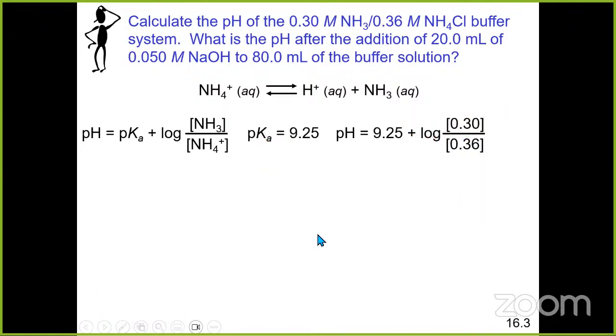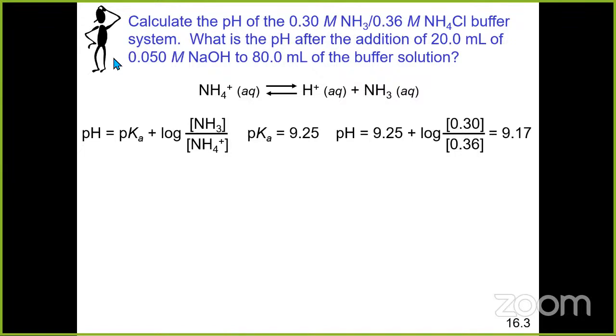Okay, so you plug the numbers in, and we put the concentration of ammonia here, the concentration of ammonium down here, and then we do the number crunching, and it turns out that the pH of the buffer solution in this case is 9.17 before you added the sodium hydroxide to it, all right? So that's the first part. That's the answer to the first part of the question.